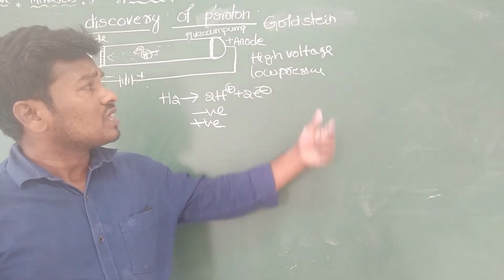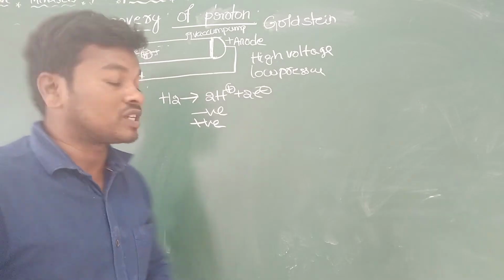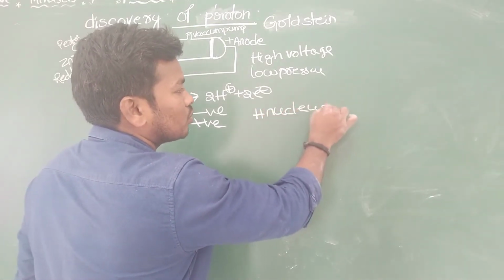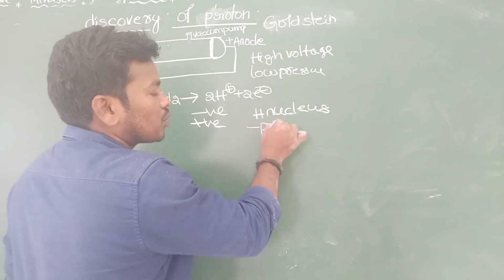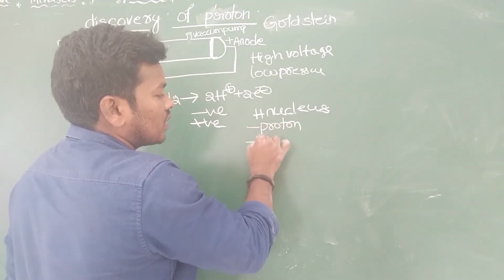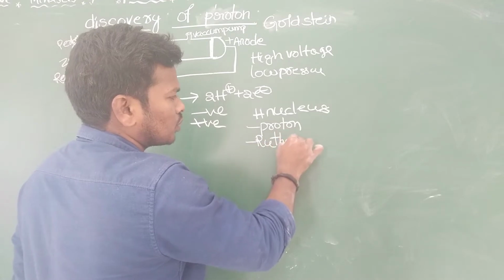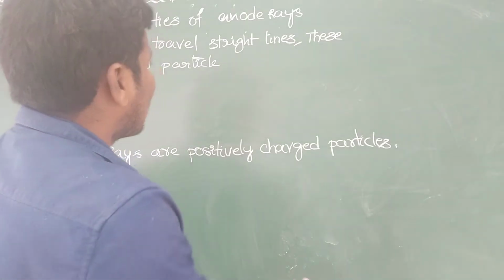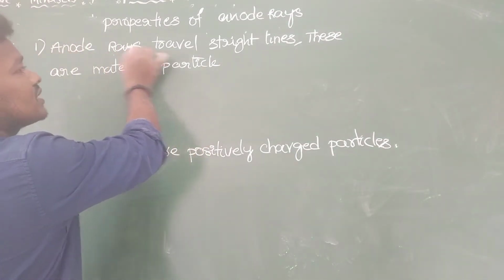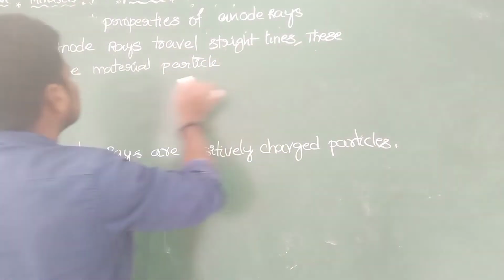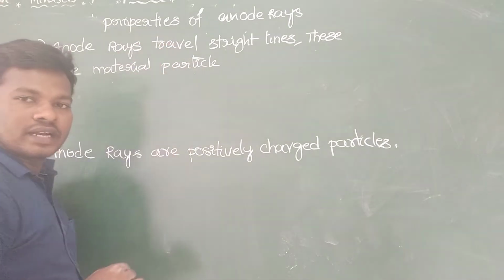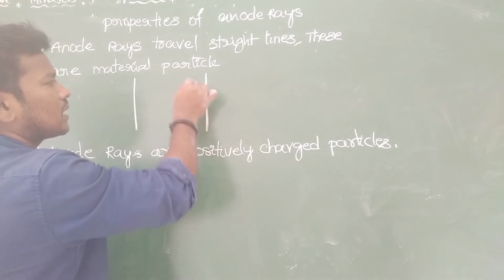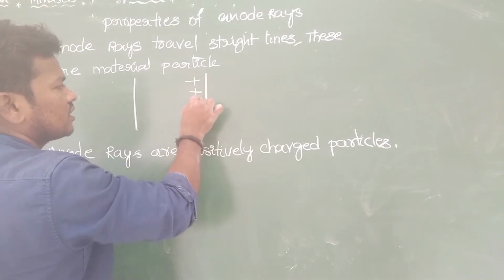Next, the scientist Rutherford named the hydrogen nucleus as a proton. Who named the hydrogen nucleus as a proton? Rutherford. Now the properties of the anode rays. Anode rays travel in a straight line. These are material particles. Like the cathode rays, these are also traveling in a straight line.